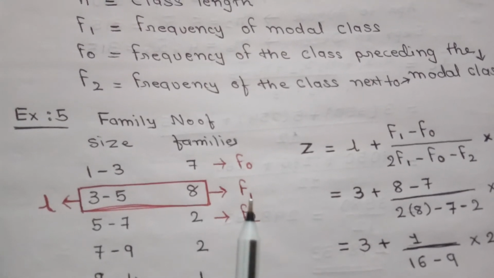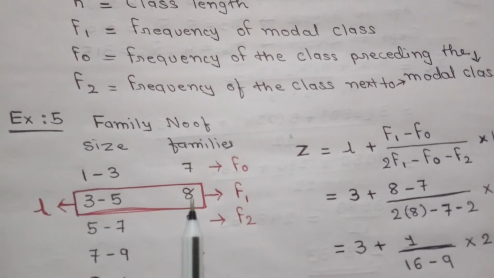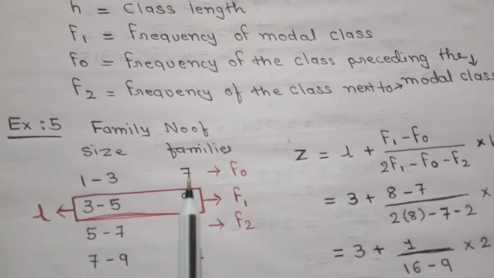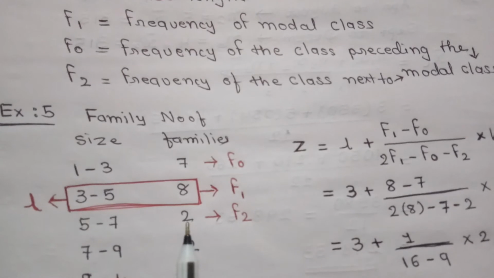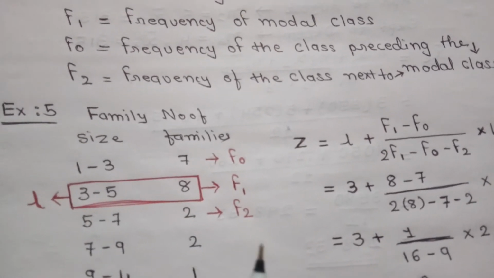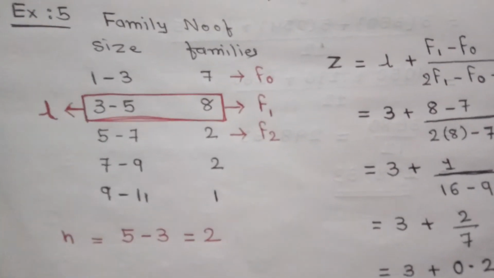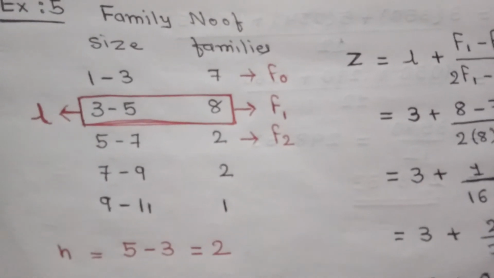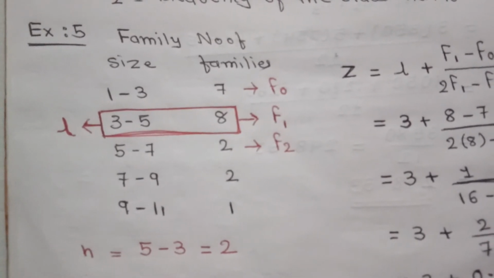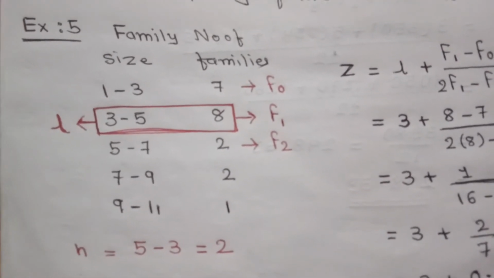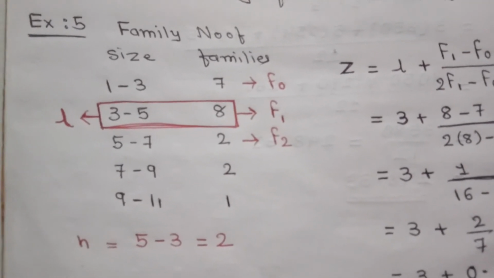Now next was F1. F1 is the frequency of the modal class. As this is the modal class, its frequency 8 is F1. F0 is the frequency previous to the modal class, so 7 is your F0. Next, F2 is the frequency next to the modal class, so 2. And now H. H is class length. Now what is class length? Class length is upper boundary point minus lower boundary point. As here classes are exclusive, therefore upper boundary point is the upper limit only and lower boundary point is the lower limit. So 5 minus 3, that is 2, is H or C.